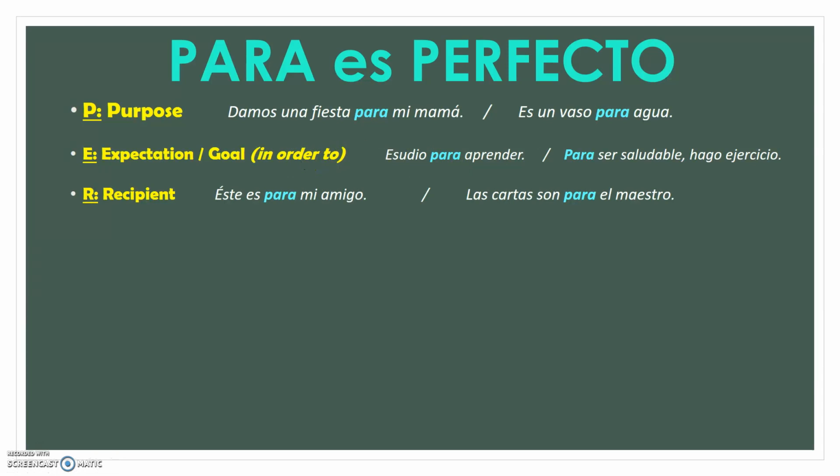R stands for recipient. Este es para mi amigo. Las cartas son para el maestro. Recipient es la persona, ¿no? So the person who is receiving the item or the gesture, etc., the recipient. F is for future deadline. Tengo que terminar la tarea para mañana. So anytime you're talking about deadlines, las fechas o las horas, usa para.